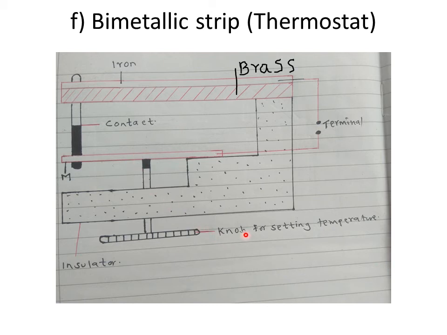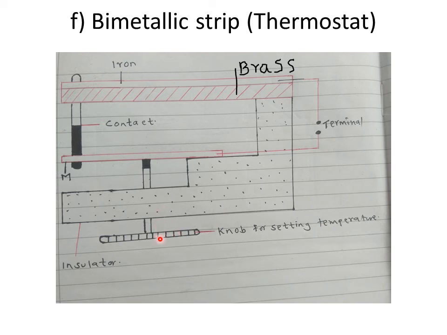Now what is the function of the knob? The knob for setting temperatures is used to adjust the temperature at which the electric heater is switched on and off. If you want high temperatures, you will set the knob in such a way that you tighten it. For high temperatures, you tighten the knob. Remember, this part can actually be tightened.